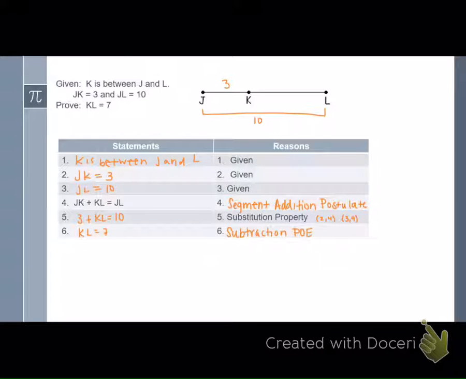All right, look at those first 2 that we've done. See what questions you guys have for me so far. No, there's no such thing as a reason that's the segment subtraction postulate. I'm saying don't use that as a reason. You can subtract using the subtraction property, though.